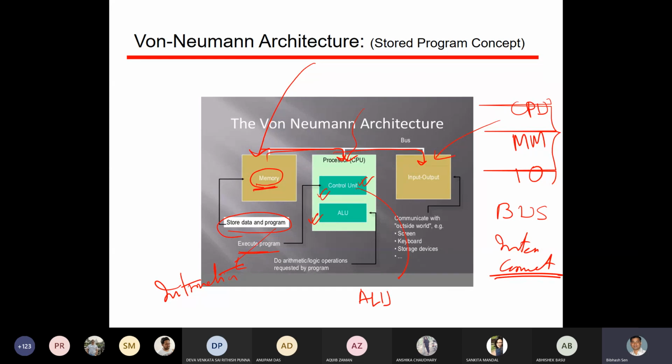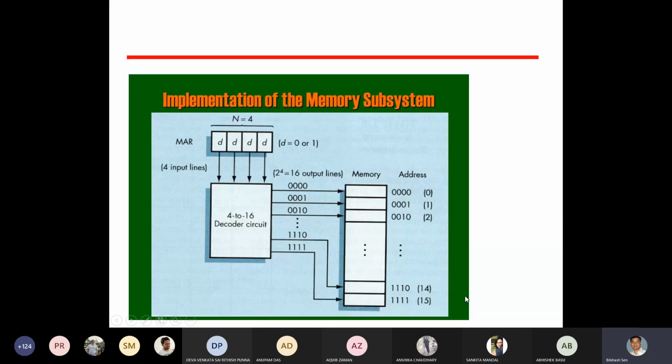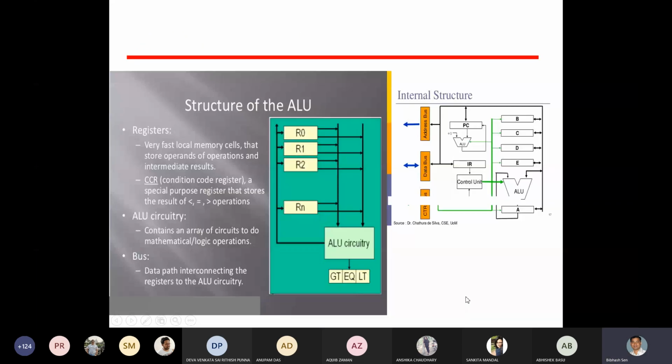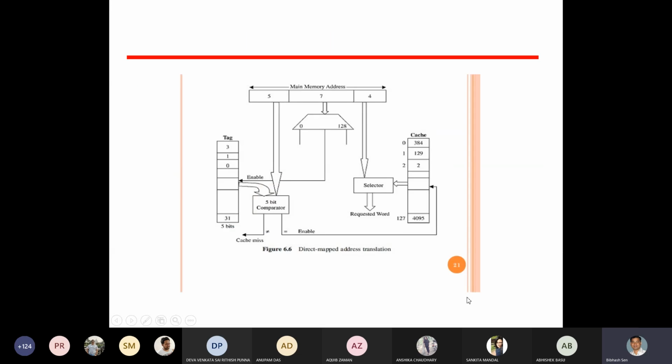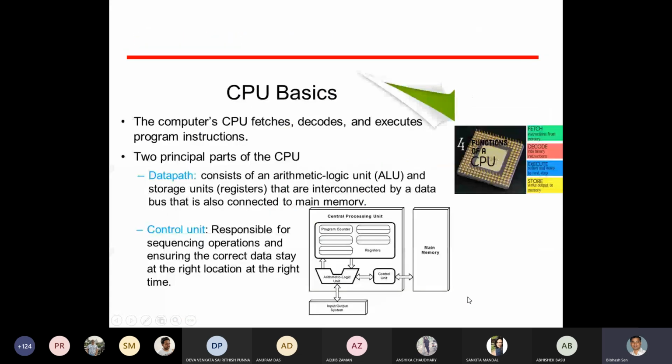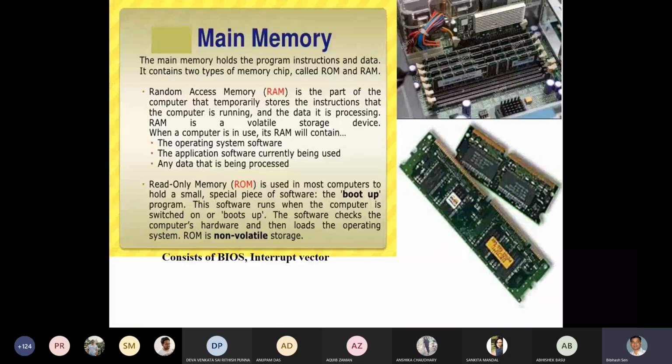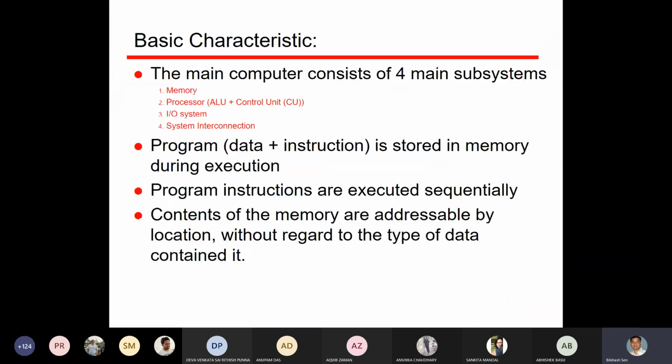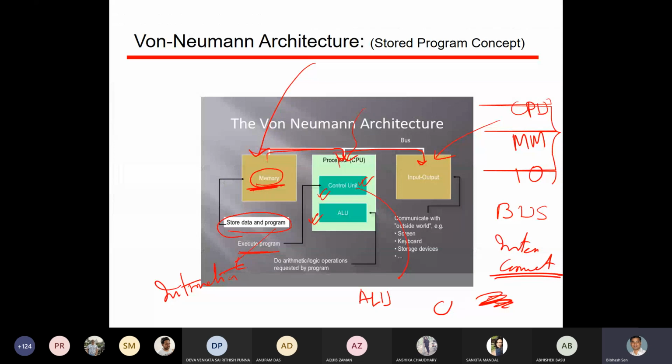This is our CPU. Our CPU is nothing but the ALU plus the control unit. So whenever I call it the CPU, you will consider that it is nothing but ALU plus control unit. So that is the CPU part. It is nothing but ALU plus CU.